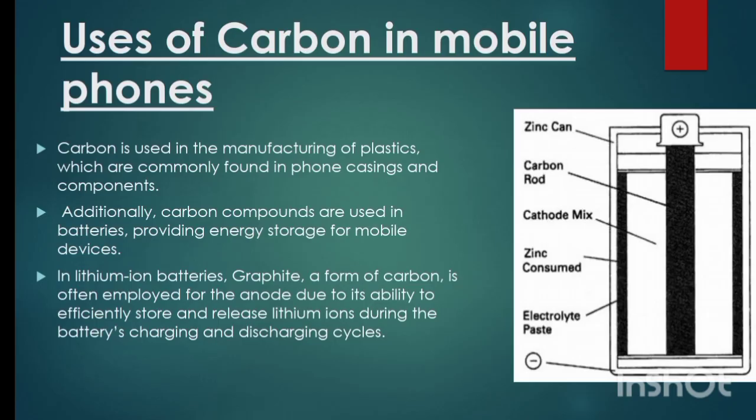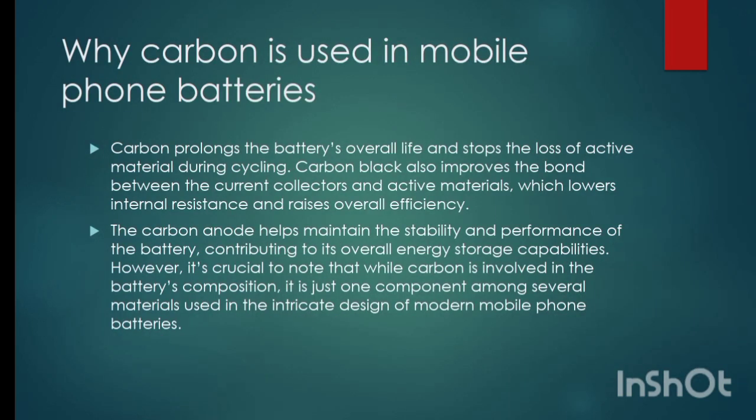Uses of carbon in mobile phones. Carbon is used in the manufacturing of plastics, which are commonly found in casings of mobile phones, and in the form of anode in lithium ion batteries. In lithium ion batteries, graphite, a form of carbon, is used in the anode.